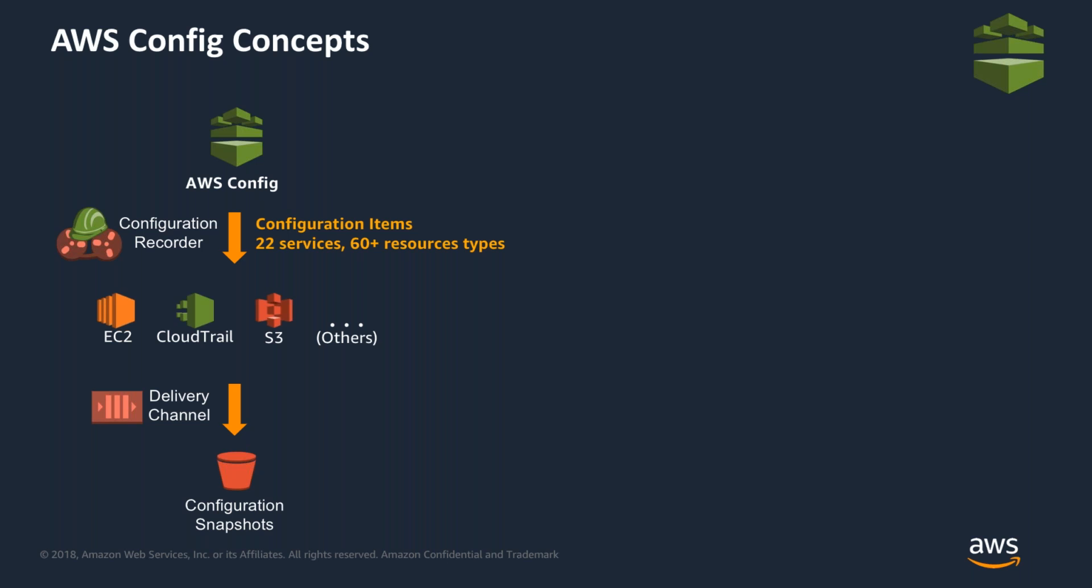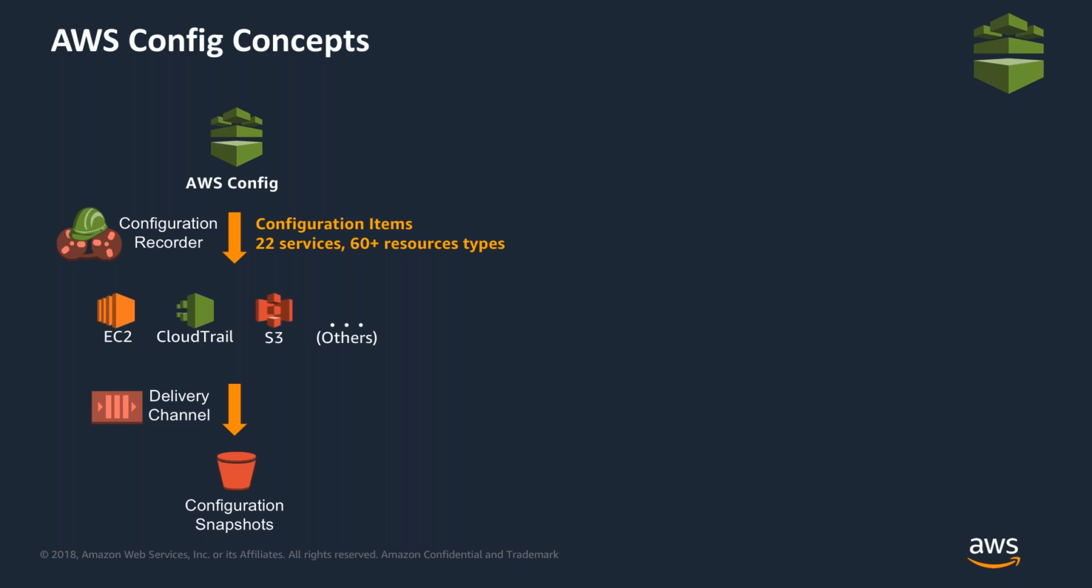As AWS Config continually records the changes that occur to your AWS resources, it sends notifications and updated configuration states through the AWS Config delivery channel to the Amazon S3 bucket that you specified when you configured your delivery channel.